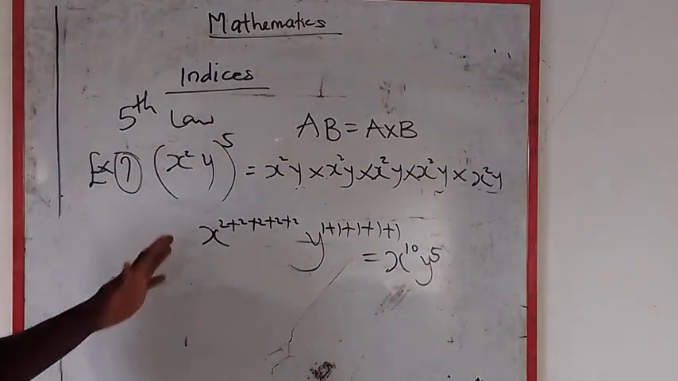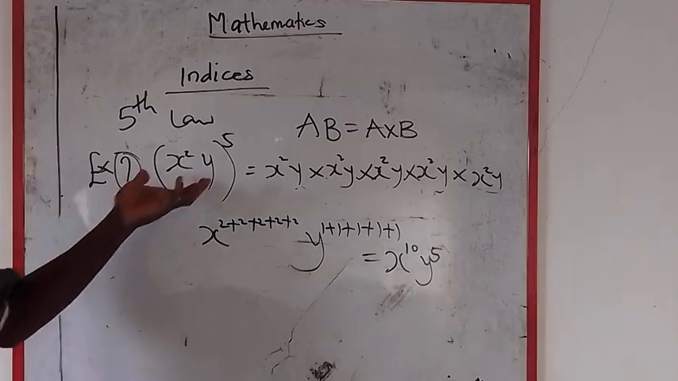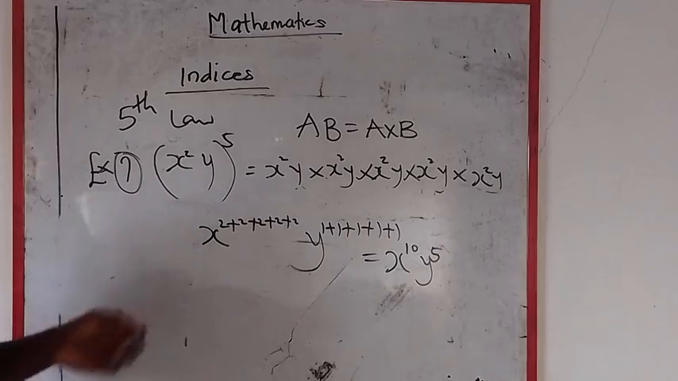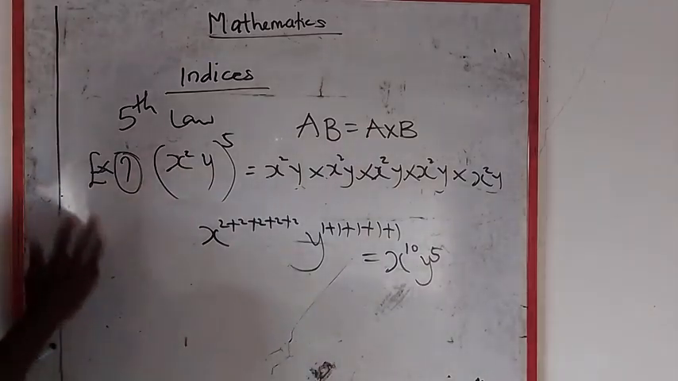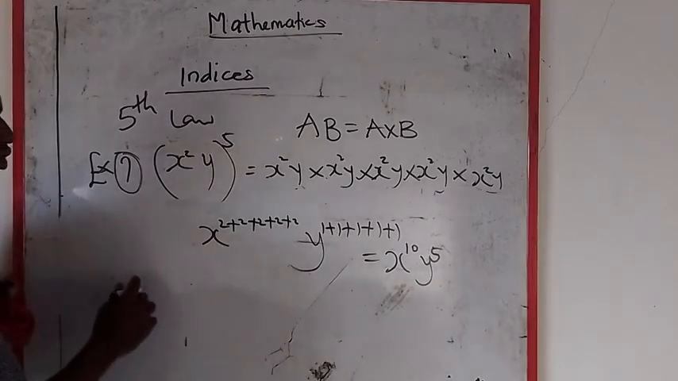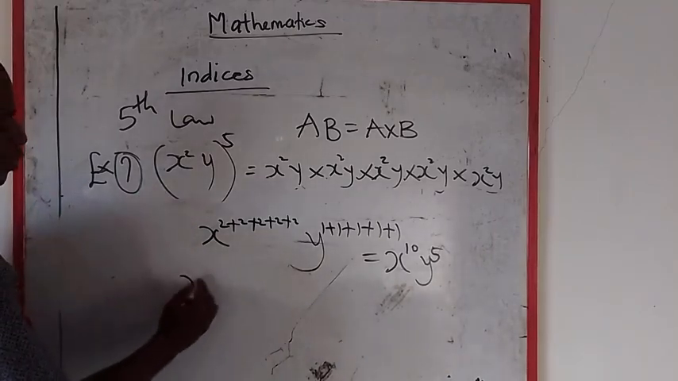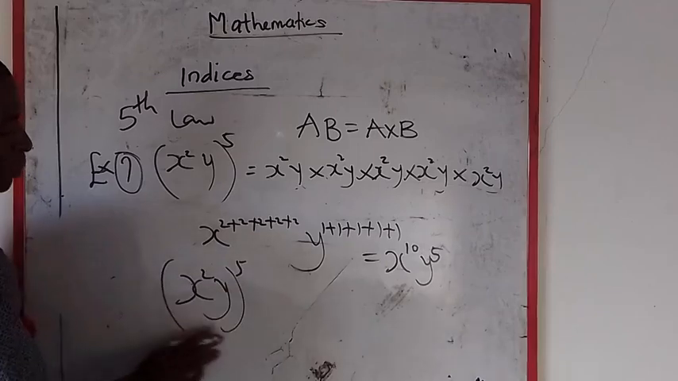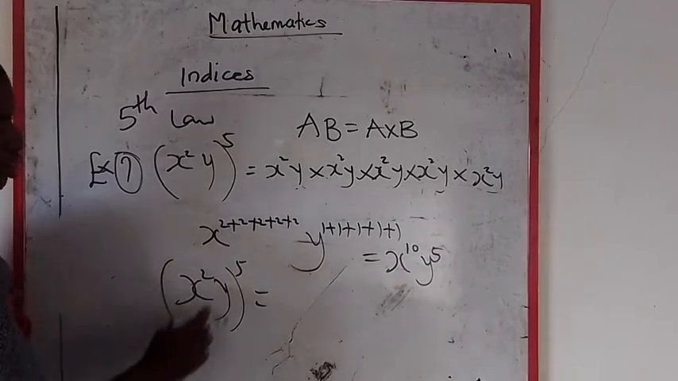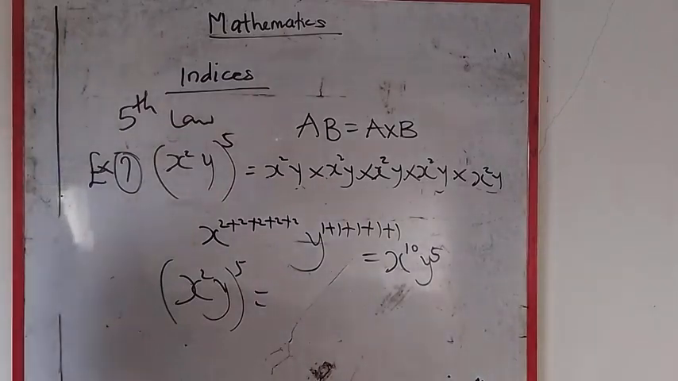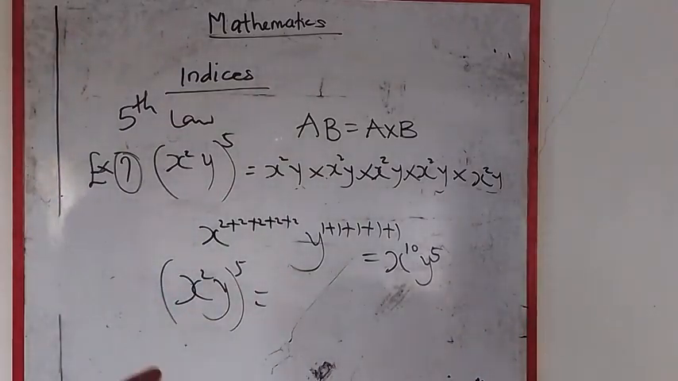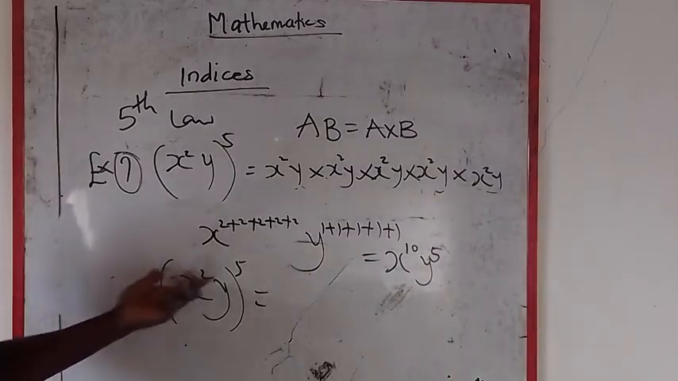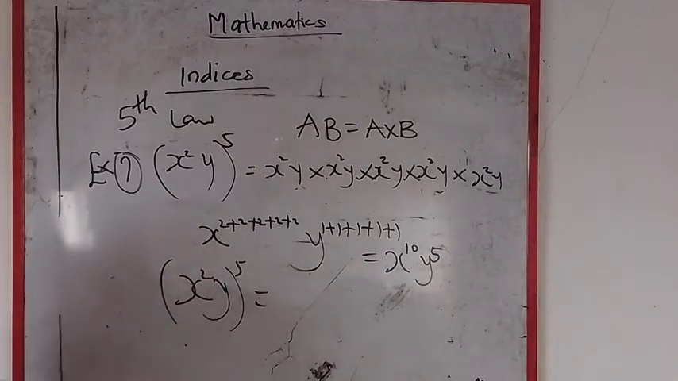We have not applied the law yet. I'm only explaining what you are seeing right there on the board, normally in mathematics. But the application of the law made life very easy for us. This is where the application comes. In the application of the law, this is (x squared y) raised to the power 5, right? What the application of the law tells us is just simply this: we multiply the power outside the bracket with the individual power in the bracket.